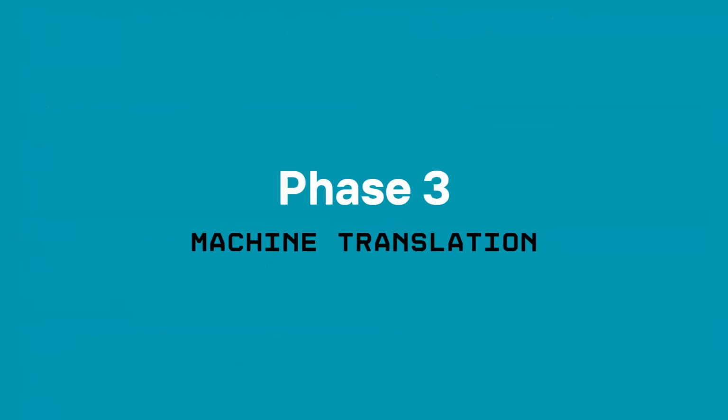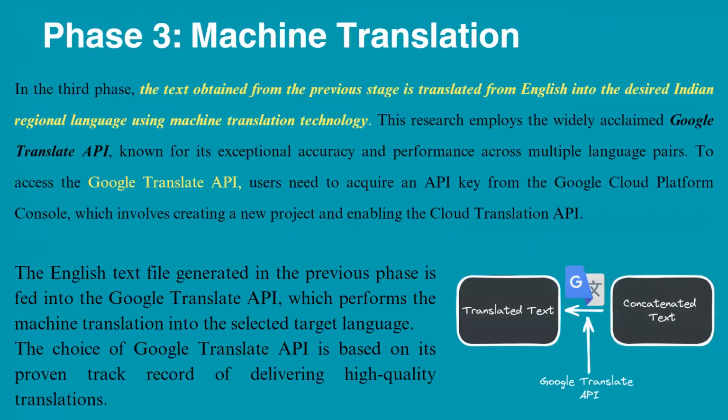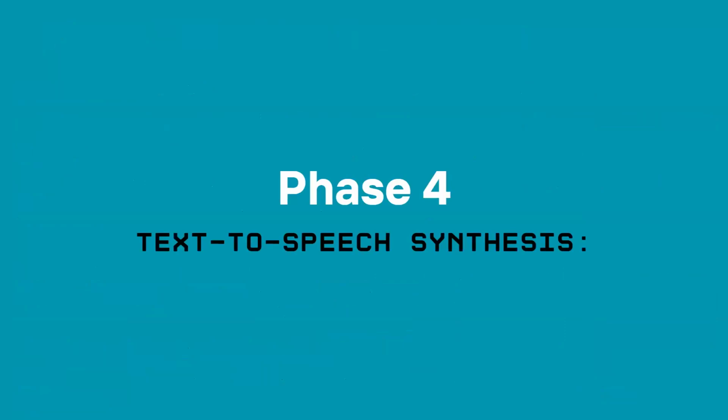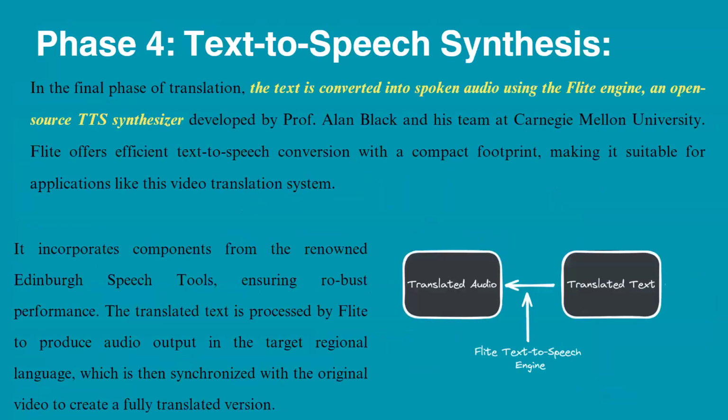The next phase is machine translation. Once we have the English text, we translate it into the desired regional languages using the Google Translate API. This ensures high accuracy and fluency in the translation. Now comes the last phase, which is text-to-speech synthesis. This is done by the Flite text-to-speech engine. This speech is then synchronized with the original video, creating a fully translated version.